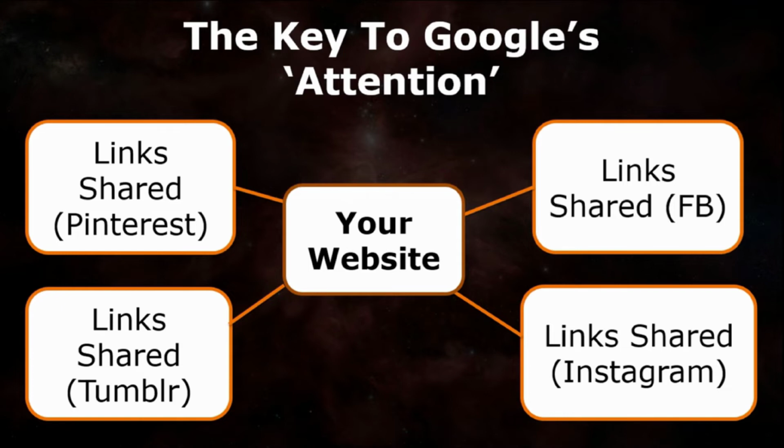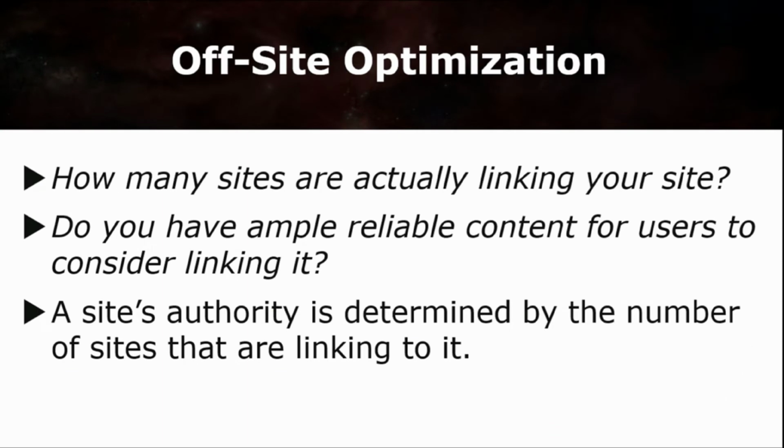Take a look at this image. Your site is at the center and you have multiple sites sharing or linking your site in their site. Google will define this site, your site, as a presence of authority. This method sounds simple, but the main challenge would be how many sites are actually linking your site, or do you have ample, reliable content for users to consider linking it? Most times, the perception of a site's authority is determined by the number of sites that are linking to it. When your link appears on a bigger platform and recognized blogs, it will steer your site to rank higher in Google's list.